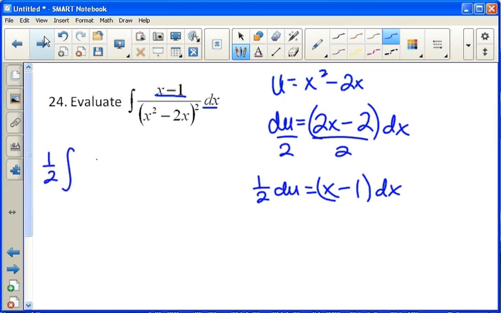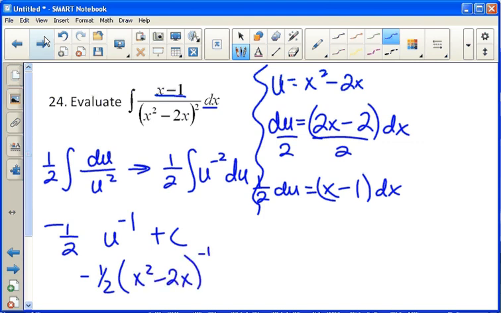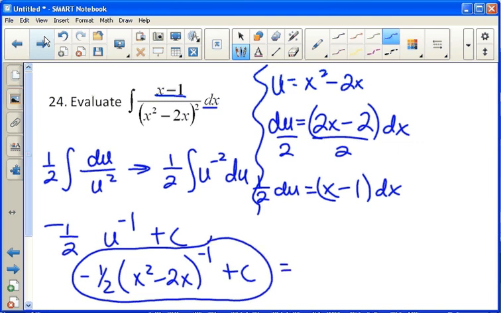So I can rewrite that as 1/2 integral of u to the negative 2 du, then add 1 to the exponent, divide by that number, just makes it negative, and add plus c. So my final answer is negative 1/2 times x squared minus 2x to the negative 1 plus c. Now I am very okay with that answer. You can leave it that way. Just keep in mind it would be the same thing as moving it back to the bottom and writing it this way. That would be an equivalent way to write the same thing.